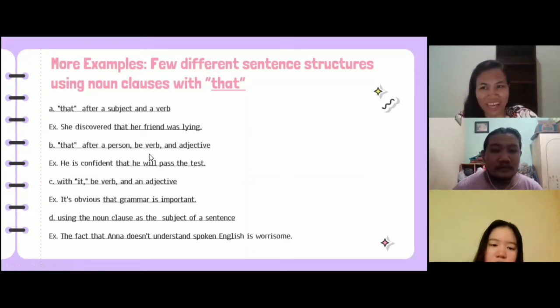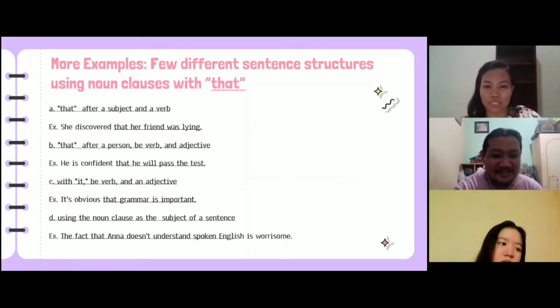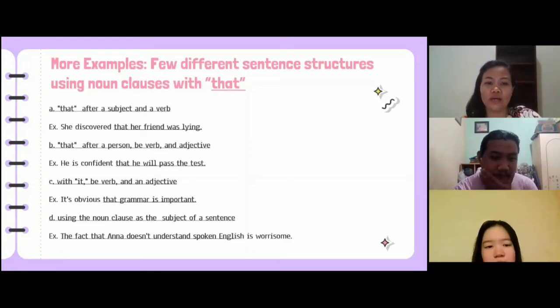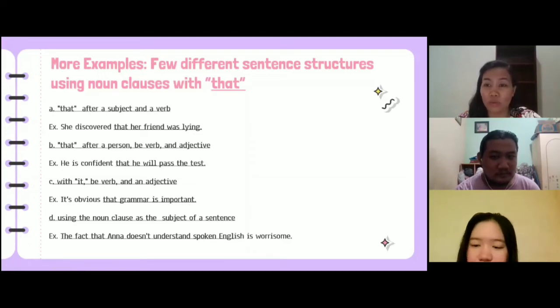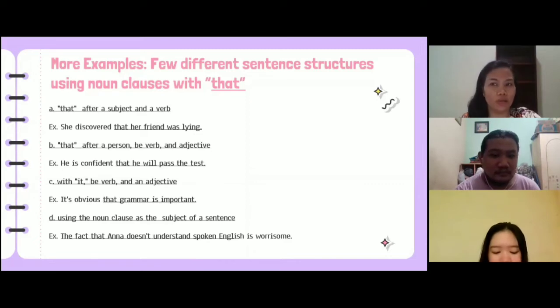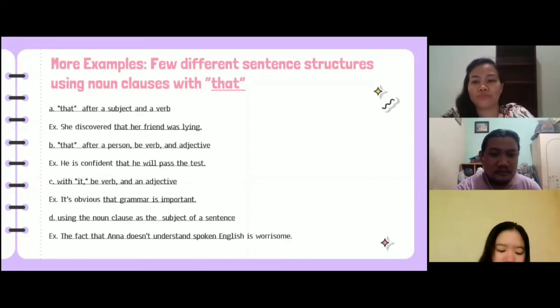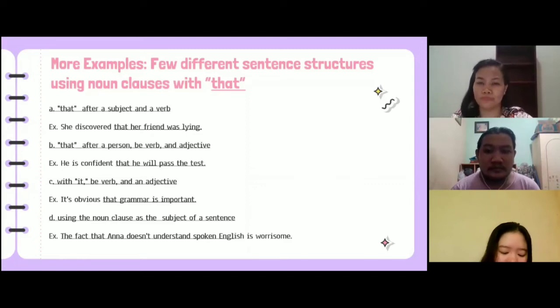In all 3 of these examples, the word that is actually optional. Have you ever thought about that? We can include the word that, or we can omit it, and the words that follow are still a noun clause. For example, she discovered her friend was lying. He is confident he will pass the test. It's obvious grammar is important, but we often omit that when we are speaking, but we include it in formal writing. So it's still important, right?